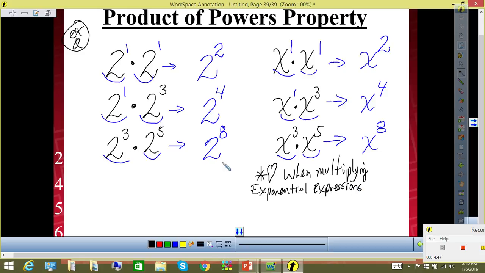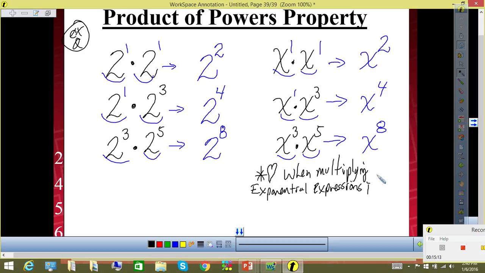When multiplying exponential expressions, we're multiplying them. Who can give me the rule? What do I write from there? Yes? Add the exponent if the base is the same. Let's start with the last part first.